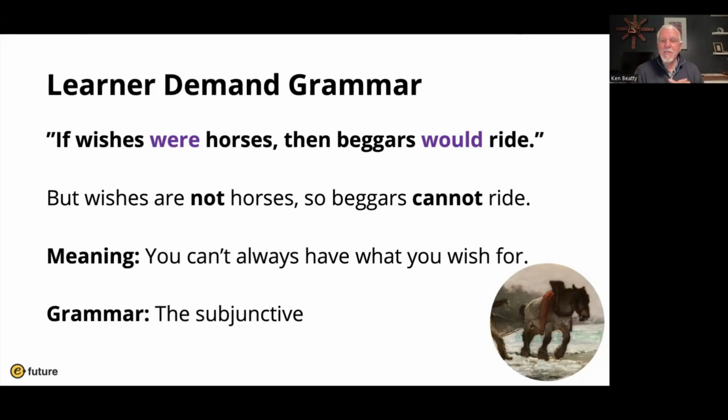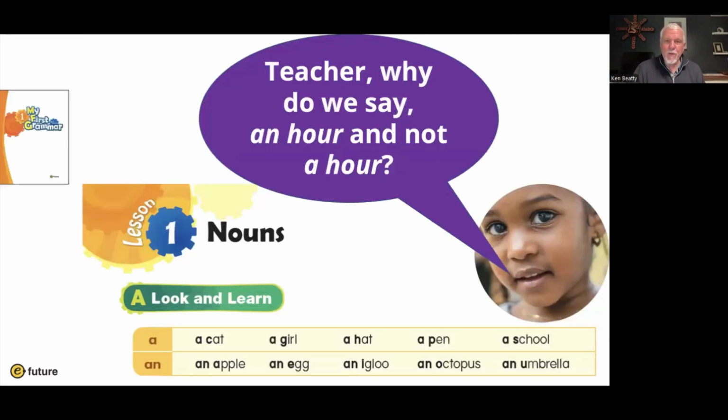But the grammar is the subjunctive, and the key word here is "were." He thinks, if wishes were horses, it works here. But I would also say, "If I were king," and then you think, but isn't it "if I was king"? It sounds right. And in fact, many people say that, but actually the correct language is the subjunctive and would be using "were." Okay.